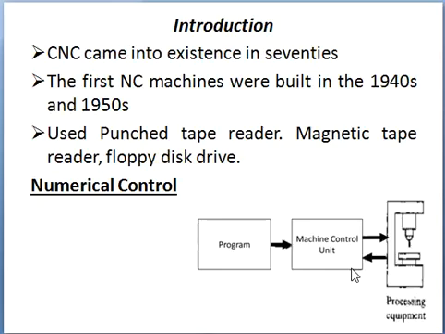The MCU may generally be placed in a separate cabinet-like body, or may be mounted on the machine itself, depending upon the complexity of the machine MCU. Next, the last one is the machine tool or the processing unit, or simply referred to as the machine.